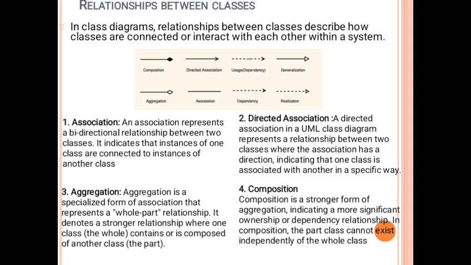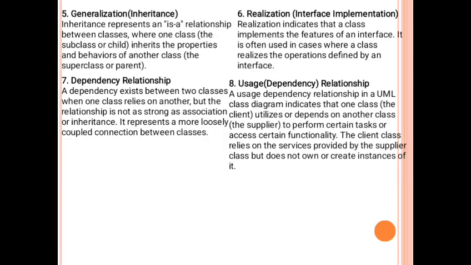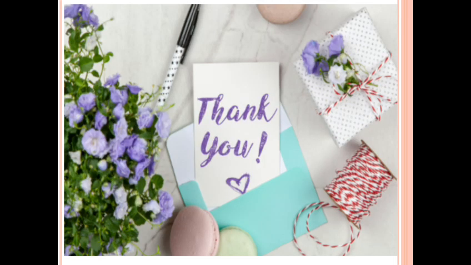Relationships between classes. In a class diagram, relationships between classes describe how classes are connected to interact with each other. Association, directed association, aggregation, composition, generalization, that means inheritance, realization, that means interface implementation, next dependency relationship, next usage or dependency relationship. That's all about it.